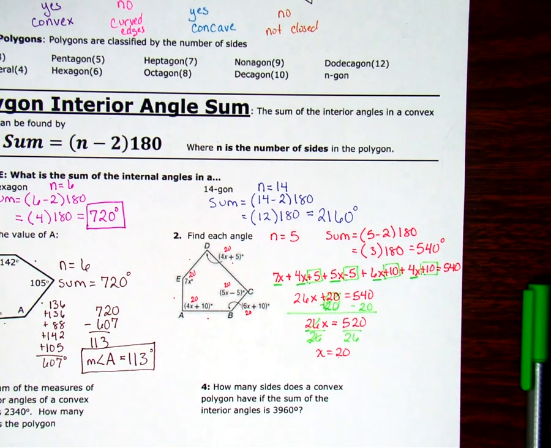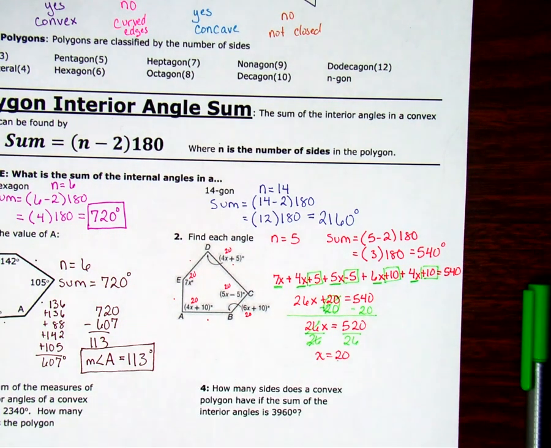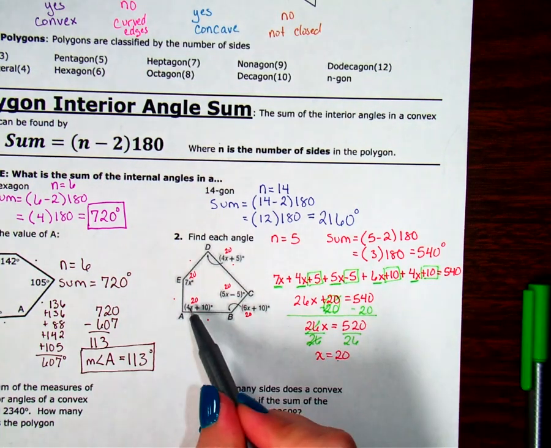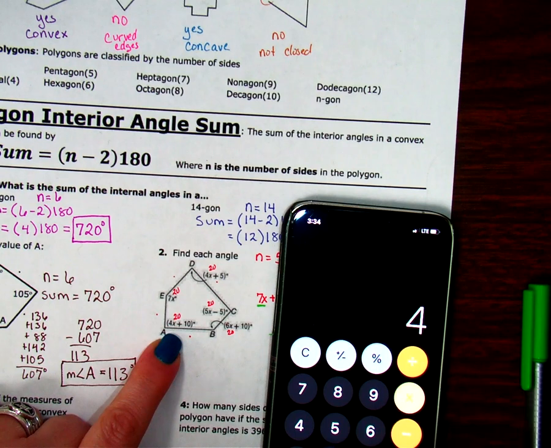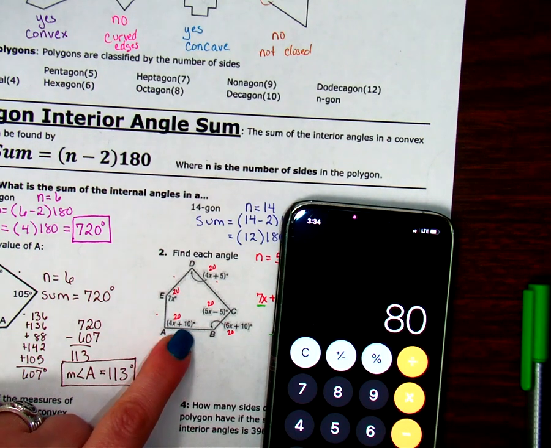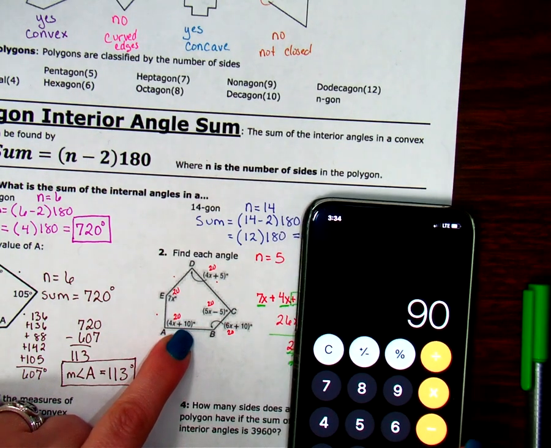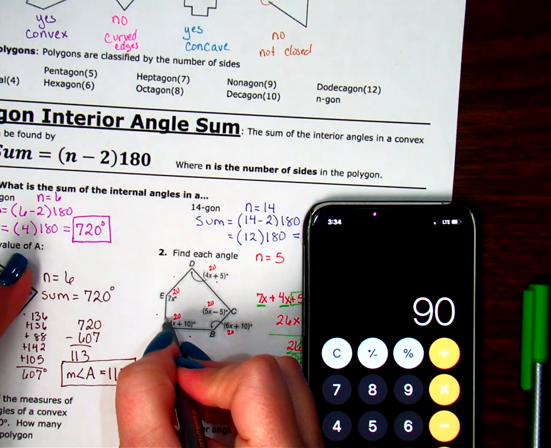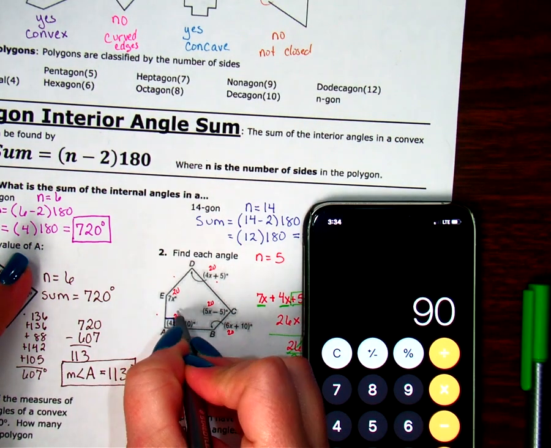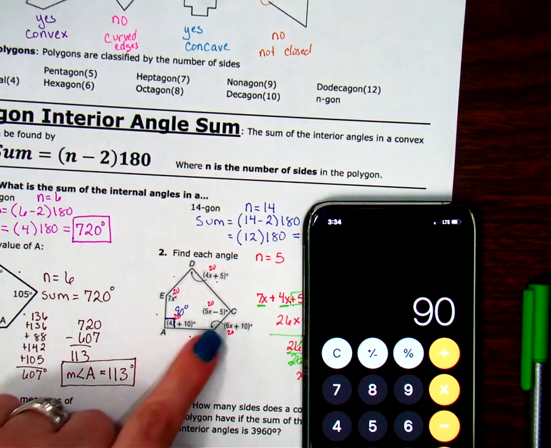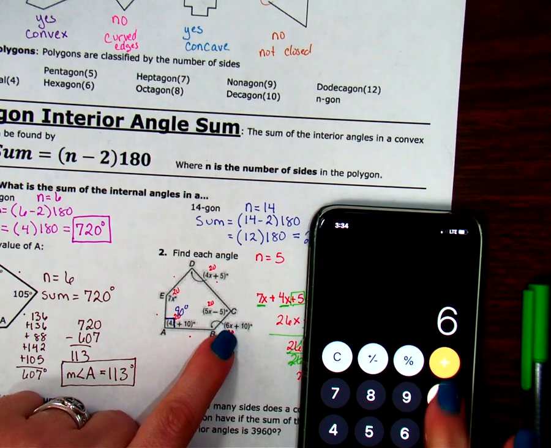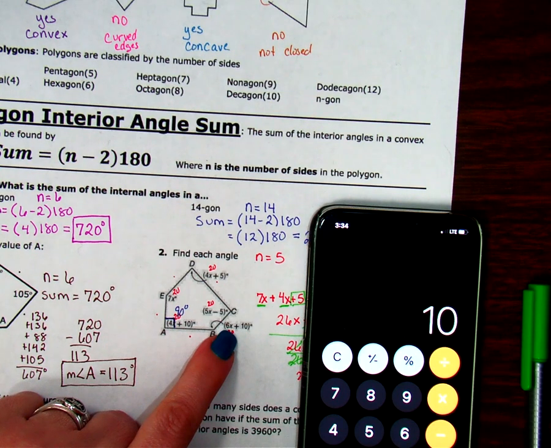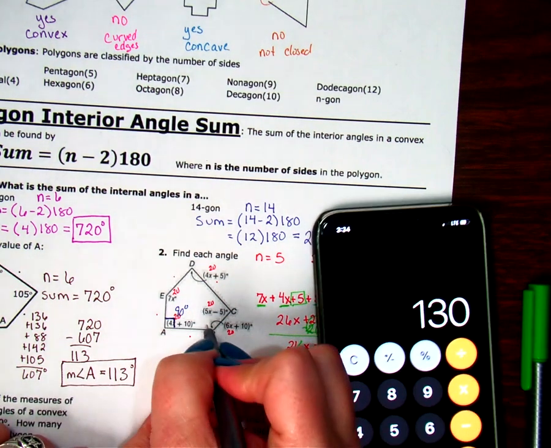Okay, so I'm going to start with the first. I'll just start with angle A. We'll go alphabetically. 4 times 20 plus 10. So let's see, 4 times 20, and then plus 10. So this angle is 90 degrees. This is a right angle right here, 90 degrees. Okay, over here, 6 times 20 plus 10 is 130.